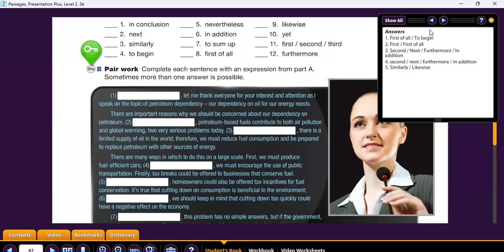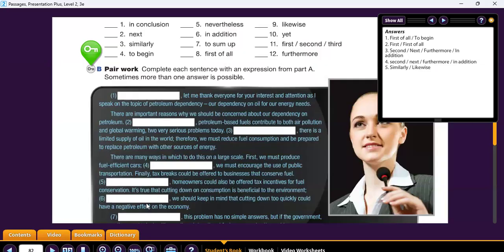Homeowners could also be offered tax incentives for fuel conservation. It's true that cutting down on consumption is beneficial to the environment. In number 5, we have similarly, or likewise.